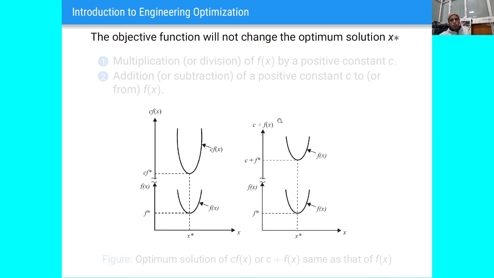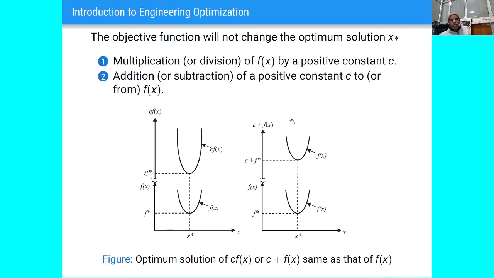So similar is the case of addition or subtraction. We are adding a certain positive value to f(x) in this curve. So what will happen? This curve will move upward, but all points will remain on the same curve. So in the same way, this optimum value will not change. Okay, so any other question?